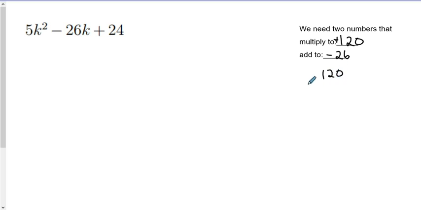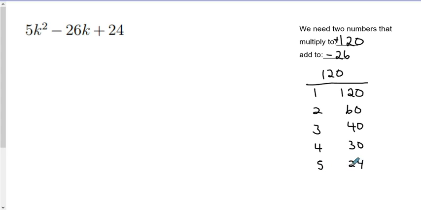Again, it seems like a big number, but it really isn't. So we'll start at 1 and work our way up. 1 times 120 gives us 120. 2 times 60 gives us 120. 3 times 40 gives us 120. 4 times 30 gives us 120. 5 times 24 gives us 120. 6 times 20 gives us 120.